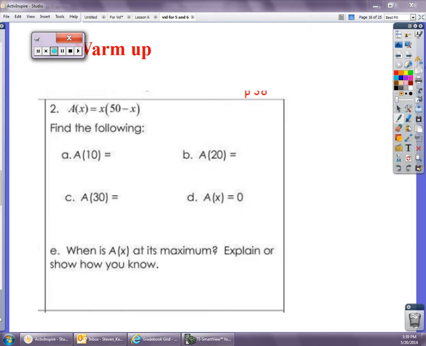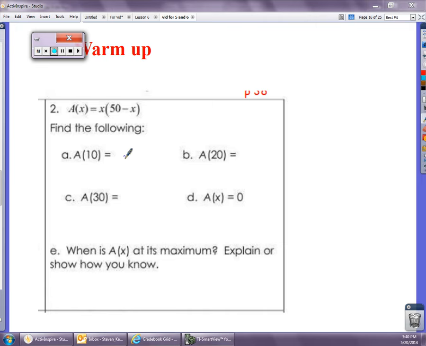All right, guys, this is a mini lesson on Lesson 6. This was one of the warm-ups. You can pause the video and practice this, and then I'm going to go through each one, and you can watch the answer.